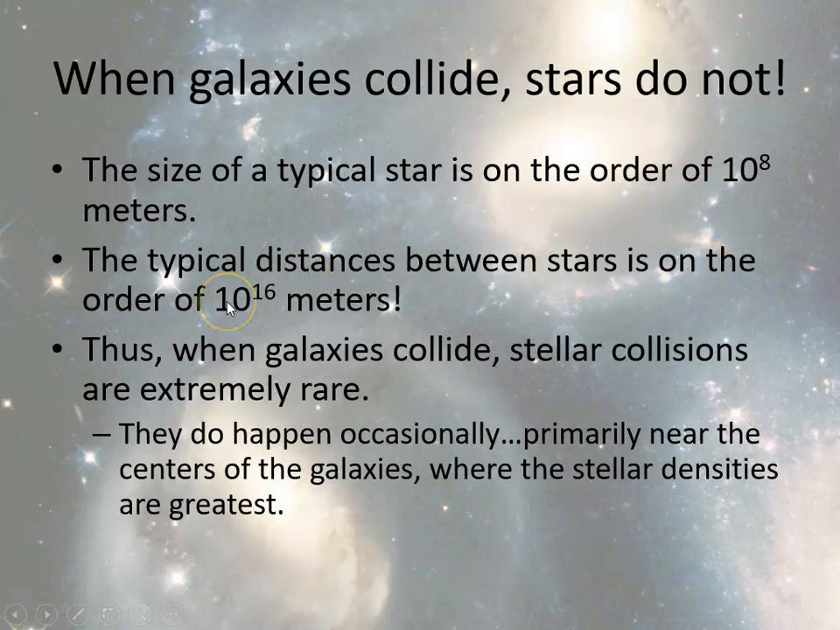And again, this is just one dimension. These collisions, if they occurred, happen in 3 dimensions. So when galaxies collide, star collisions are extremely rare. Very, very rare. They do occasionally happen, but we're talking about a few stars in the core of one galaxy, where the stellar densities are much greater in the first place, colliding with a few stars in the core of the other galaxy. So generally speaking, stars just go on their merry way.